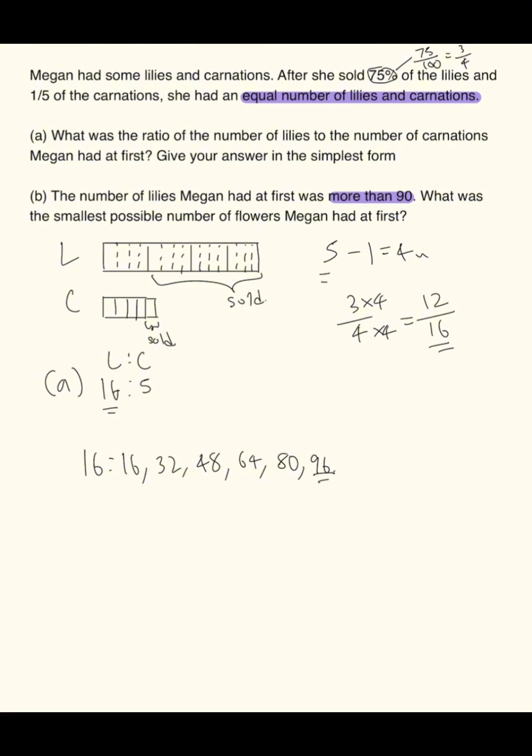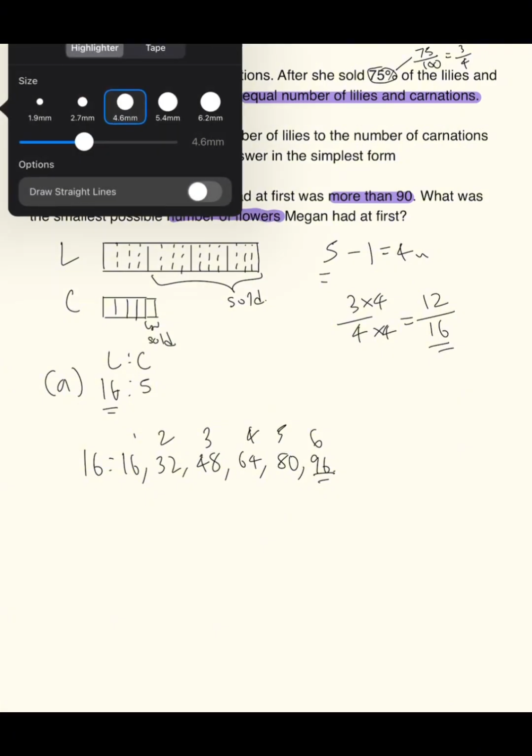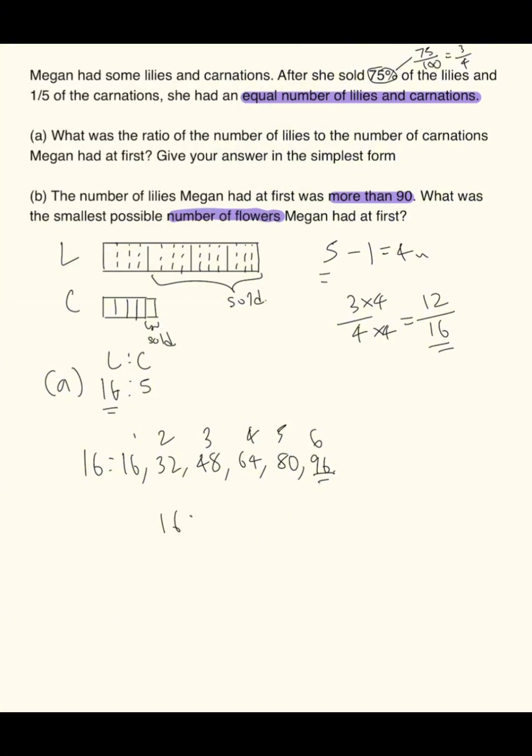How much did we multiply it by? 1, 2, 3, 4, 5, 6. So in order to get the number of flowers, I need to multiply the ratio by 6. So multiply by 6, multiply by 6. This will get me 96. 5 times 6 is 30. For part B, I just need to take 96 plus 30, which is 126. And that is how you get the answer.